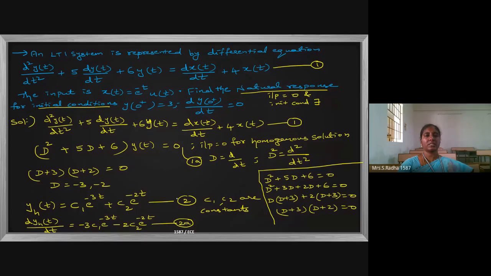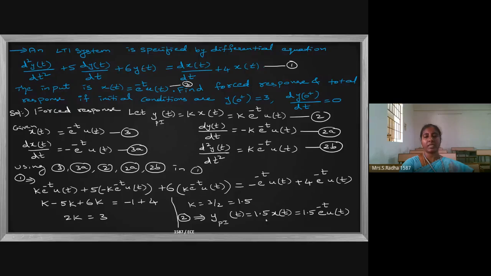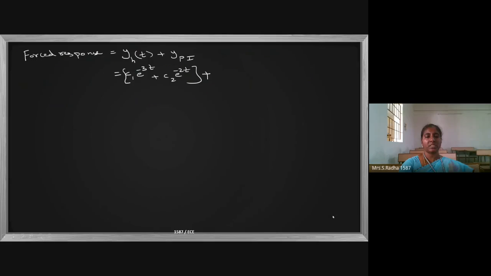I will use this same question. The homogeneous solution is calculated. So C1 e power minus 3t plus C2 e power minus 2t, this is the homogeneous solution, plus the particular integral. Here we have calculated in the last line that the particular integral is 1.5 e power minus t u of t.